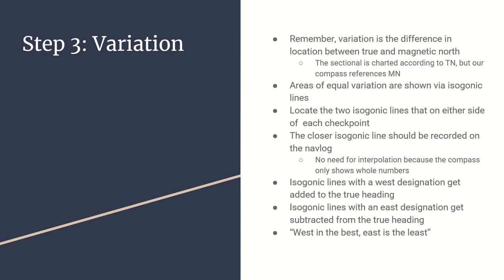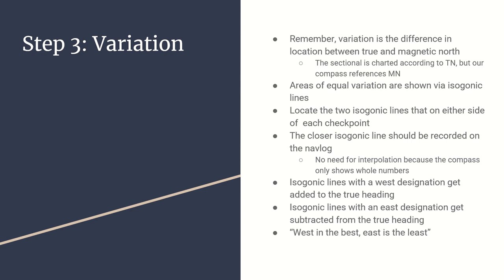Now, the rule with the isogonic lines and the variation is if it is a west variation, and you would know this because it would say however many degrees and then west, then we add that. We don't quite have true heading yet, but that is kind of what you would add it to. You can add it to other stuff, but you would add if it's west. And if it's east, then you would subtract. The way to remember that is west is the best, east is the least.